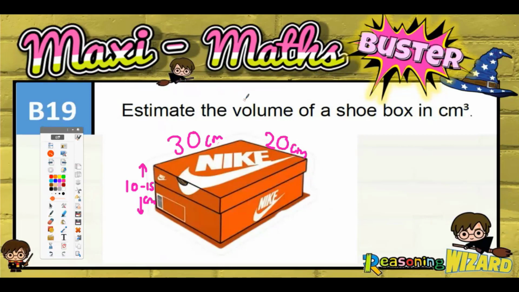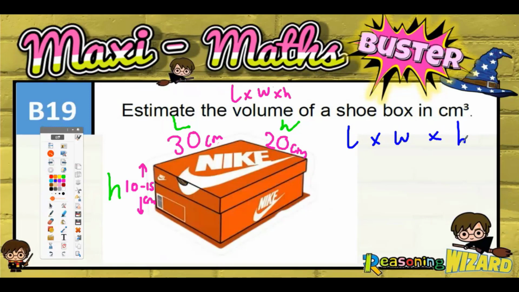Now, volume, when you have a cuboid, is when you do length times width times height. And we've just talked about the measurements there, the length, the width, and the height. So the 30 would be considered the length, the 20 would be considered the width, and the 10 or 15 would be considered the height. So what we're going to do is times those numbers together. Length times width times height.